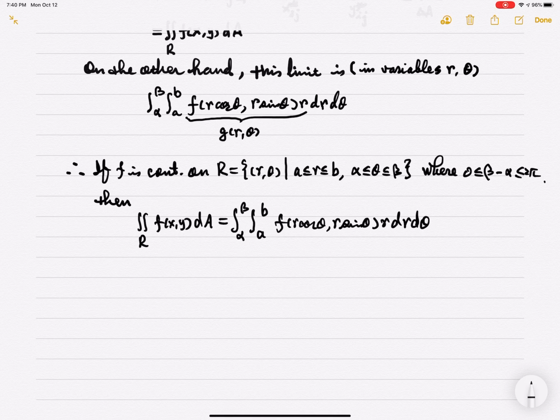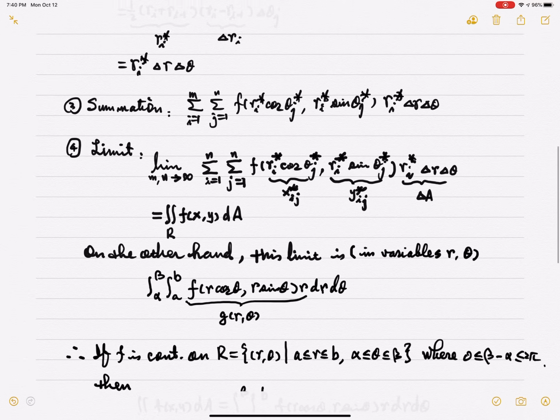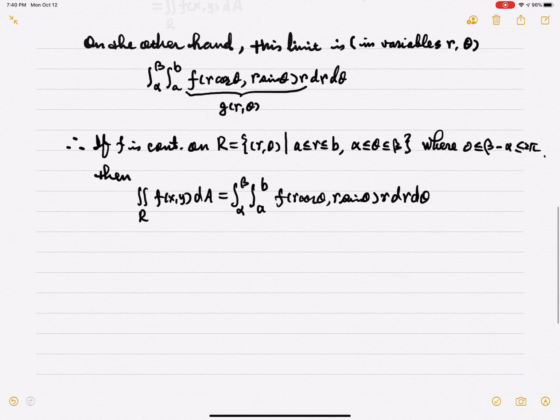Now it looks like the right hand side is more complicated, but in fact, if the region R is related to a circle or part of a circle, then when we change to the right hand side, a lot of times it's much easier. Okay, let's look at the first example.